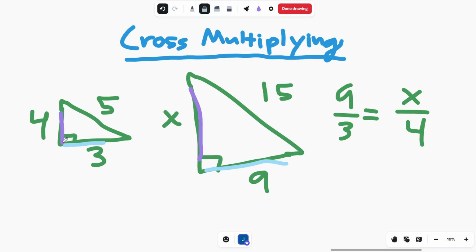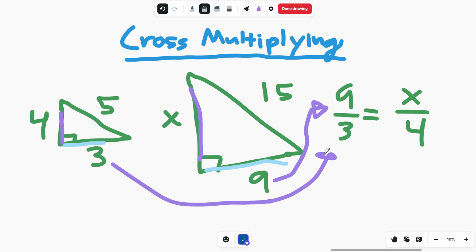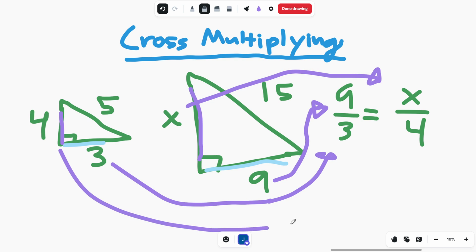We have to be sure that we are parallel when doing this. So as I have this 9 coming first, right here, and then this 3 going below, that from this triangle, that means from this triangle as well, the x must go on top and the 4 must go at the bottom. So it's very important that with proportions and when doing cross multiplication, you set it up correctly, and this would be the correct way to do it.